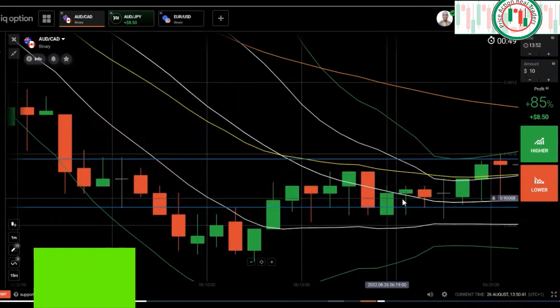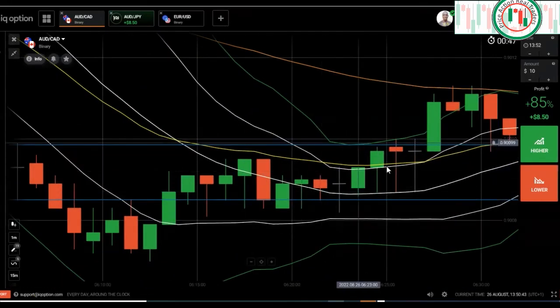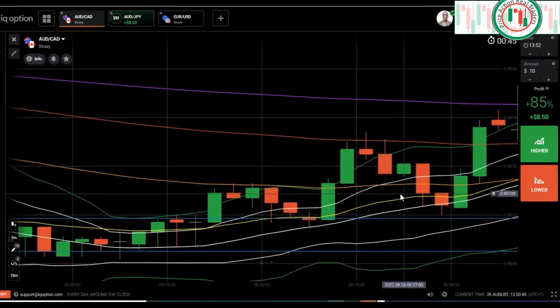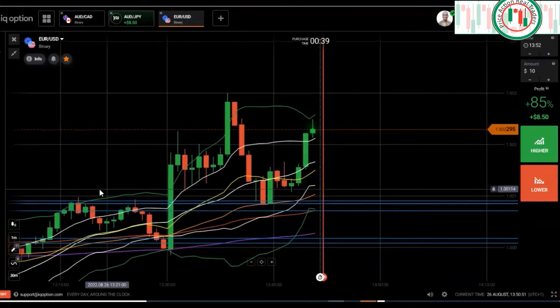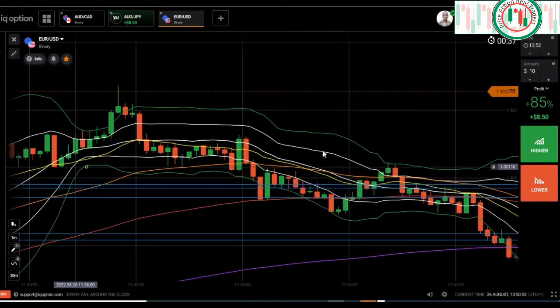Anywhere you see too many dojis, don't take your trade there. Try to avoid where you see too long wicks and too many dojis. Many dojis are dangerous.